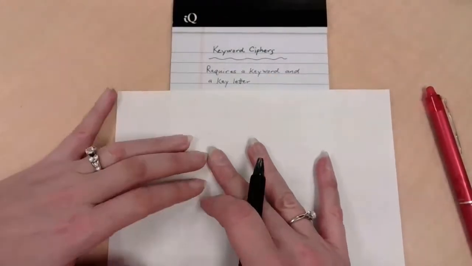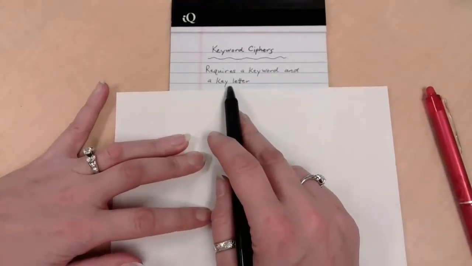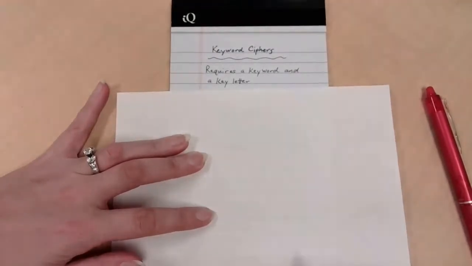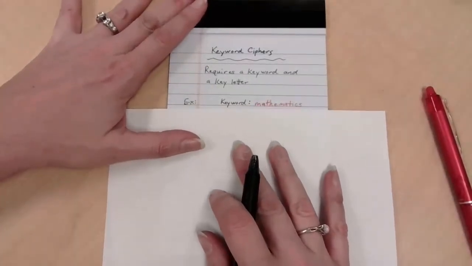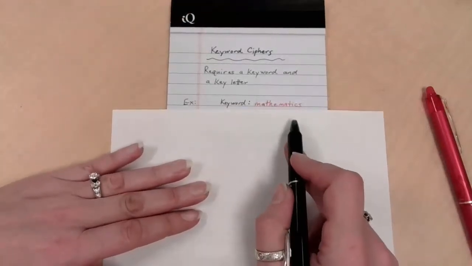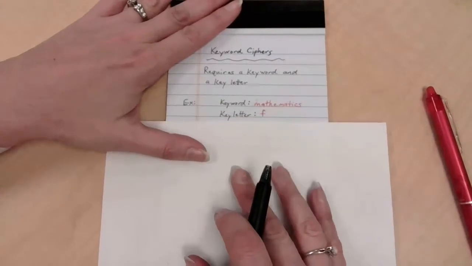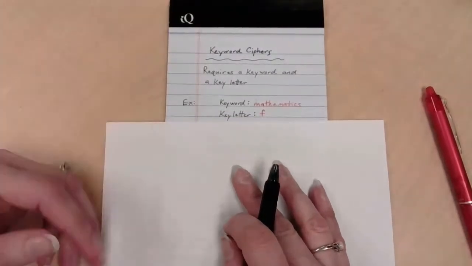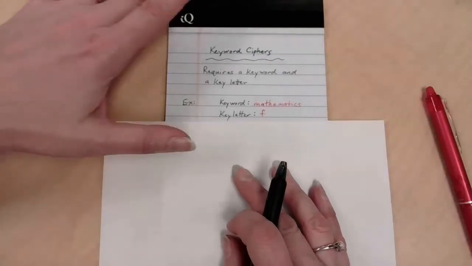This is going to require a keyword and a key letter, alright? Previously our keys were just single numbers, but we need a keyword and a key letter this time. I'm going to walk us through an example to demonstrate how this is going to work. My keyword, naturally, is mathematics, because that's what I do. And then my key letter is going to be F. I'm just going to say that I chose the letter F and call it good.